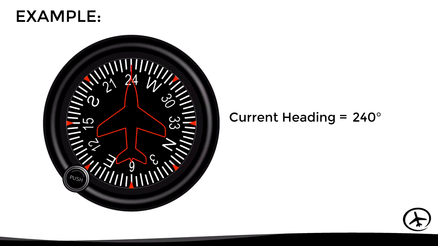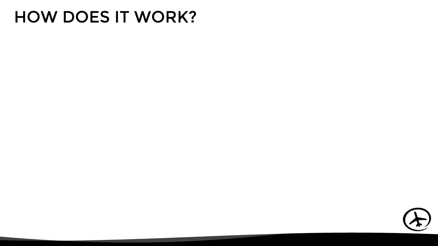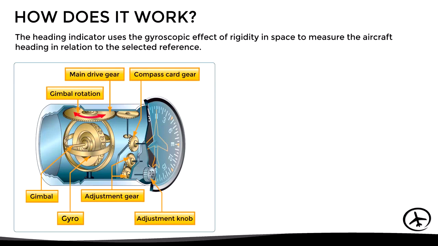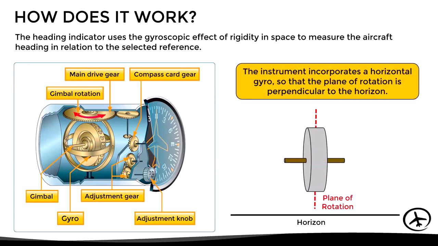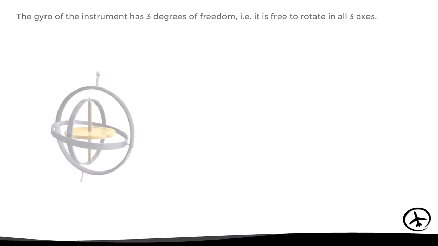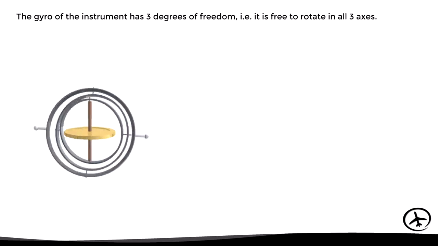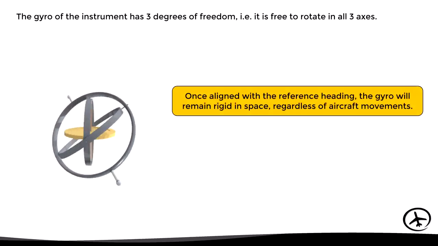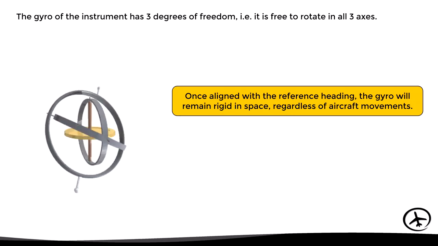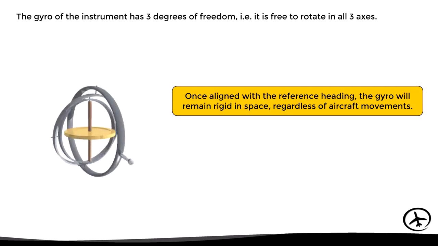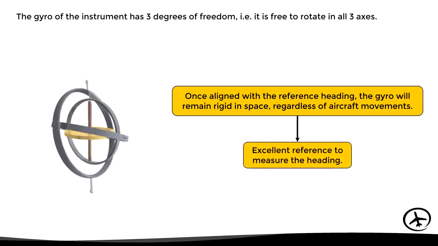Having seen how to use this instrument, let's see how it actually works. As we already mentioned, the heading indicator uses the gyroscopic effect of rigidity in space. Specifically, this instrument incorporates a horizontal gyro so that the plane of rotation is perpendicular to the horizon. This gyro has 3 degrees of freedom, which means that it can rotate freely around all 3 axes. This implies that, once aligned with the reference heading, the gyro will remain rigid in space, regardless of aircraft movements, making it an excellent reference to measure the heading.